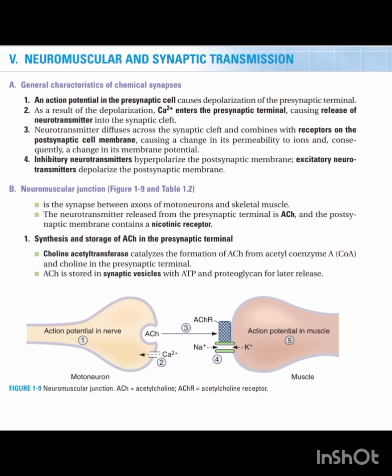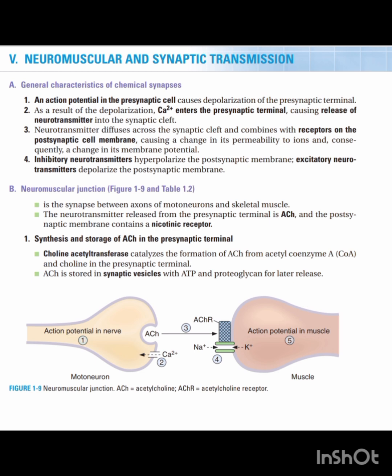And the neurotransmitter diffuses across the synaptic cleft, and then it combines with the receptors on the postsynaptic cell membrane, and this causes a change in the permeability to ions and consequently a change in the membrane potential. And depending upon the neurotransmitter, we have two types of neurotransmitters, the inhibitory and the excitatory. If the neurotransmitter is inhibitory, this will hyperpolarize the postsynaptic membrane. But if the neurotransmitter is excitatory, this will depolarize the postsynaptic membrane. We will talk about which neurotransmitters are inhibitory and which are excitatory.